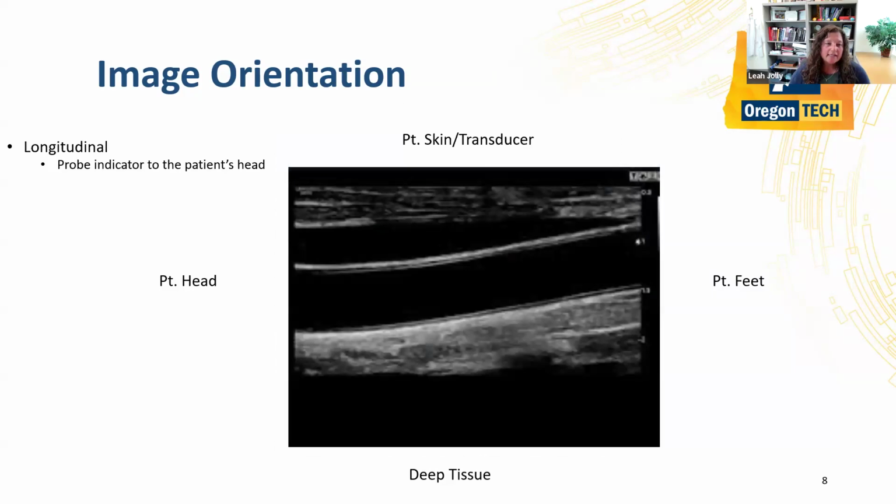Then we go into long axis, and when we turn the probe, we want that indicator to go up towards the patient's head. And it doesn't matter if we're in a leg, an arm, the neck, it always goes towards the patient's head. So that means that the left side of the screen here is the patient's head, and the right side of the screen is down towards the patient's feet.